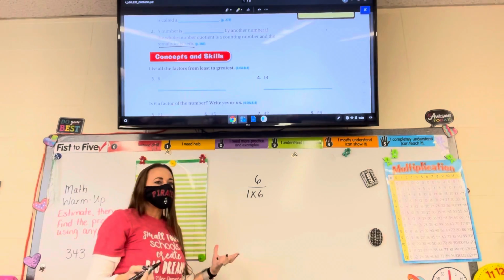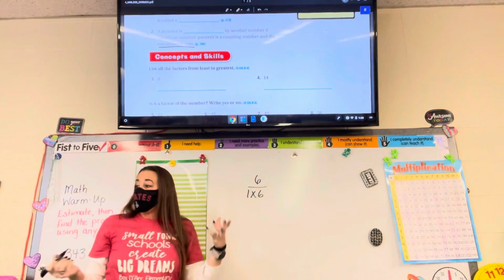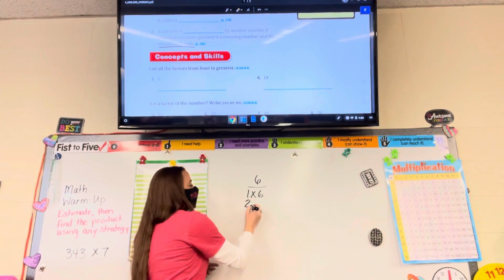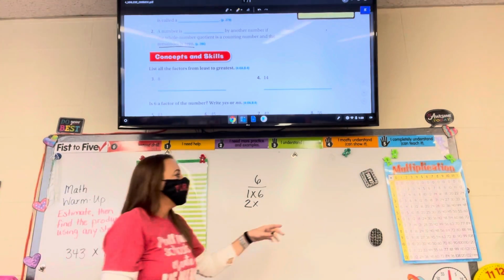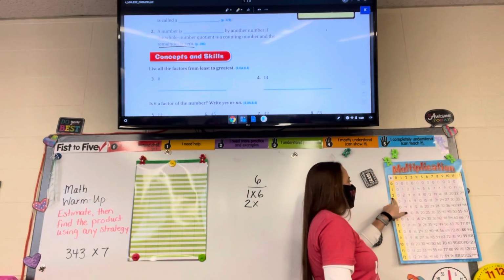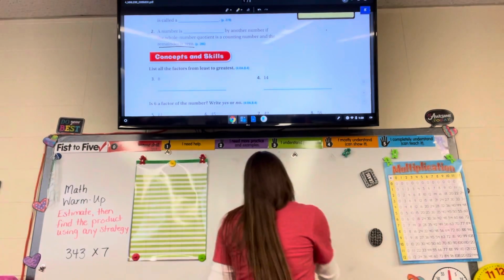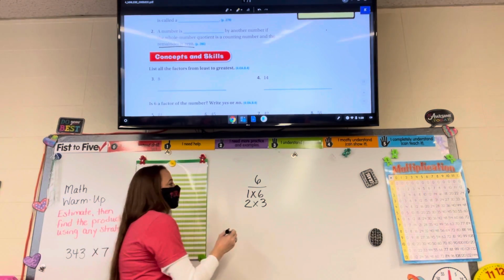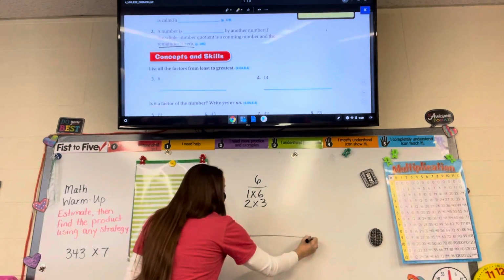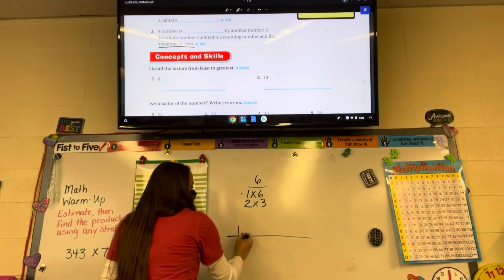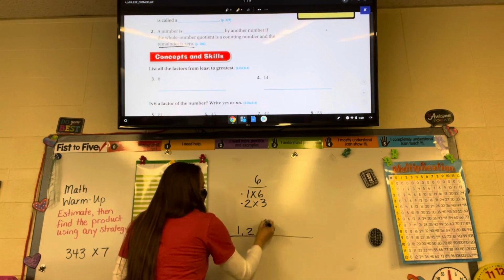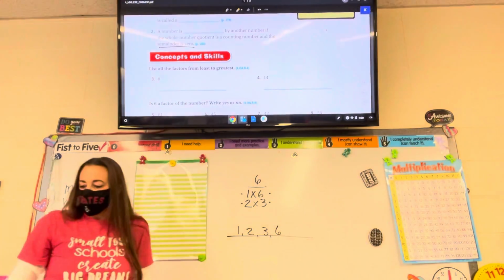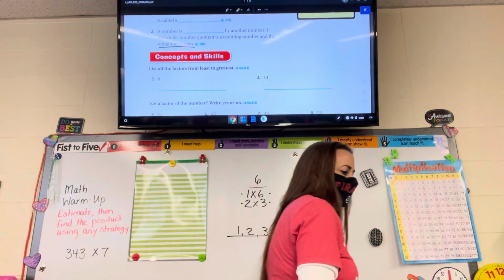Is 2 a factor of 6? Yes. Is 6 an even number? Yes. So 2 is a factor of 6, and we put a 2 here. Now we need to go over here and see what 2's partner is. 2, 3, there are no numbers between 2 and 3, so we know we're done. On the line I would write 1, comma, 2, comma, 3, comma, 6. Okay, you do that with 8 and 14. I've already started on 8. Good.